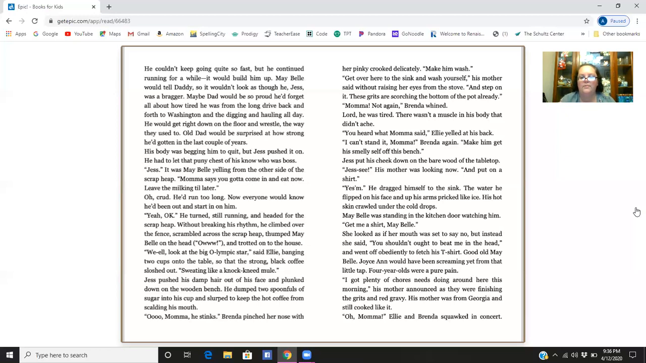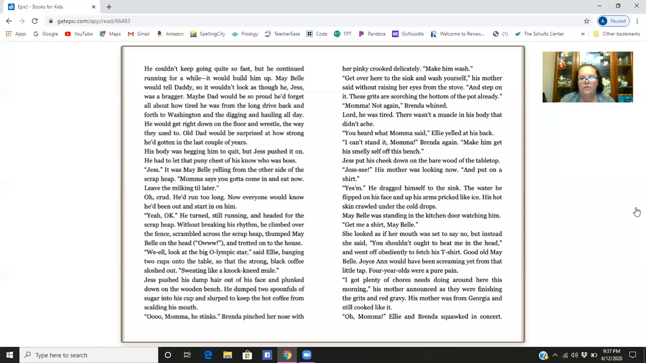The water he flipped on his face and up his arms prickled like ice. His hot skin crawled under the cold drops. Maybelle was standing in the kitchen door watching him. "Get me a shirt, Maybelle." She looked as if her mouth was set to say no, but instead she said, "You shouldn't ought to beat me in the head," and went off obediently to fetch his t-shirt. Good old Maybelle. Joyce Ann would have been screaming yet from that little tap.